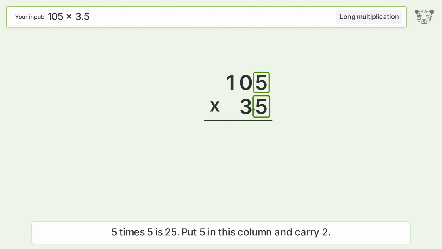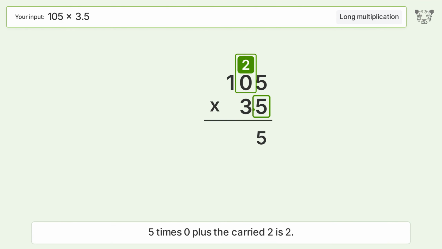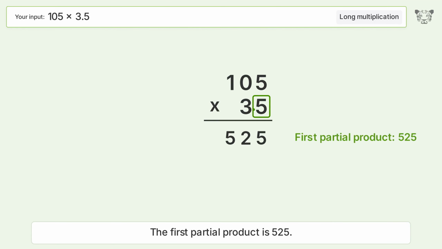5 times 5 is 25. Put 5 in this column and carry 2. 5 times 0 plus the carried 2 is 2. 5 times 1 is 5. The first partial product is 525.